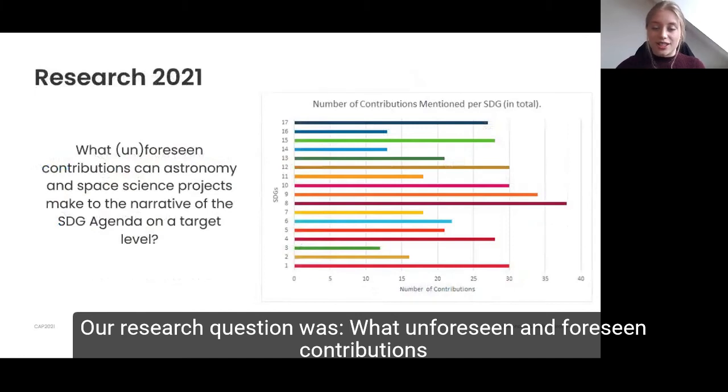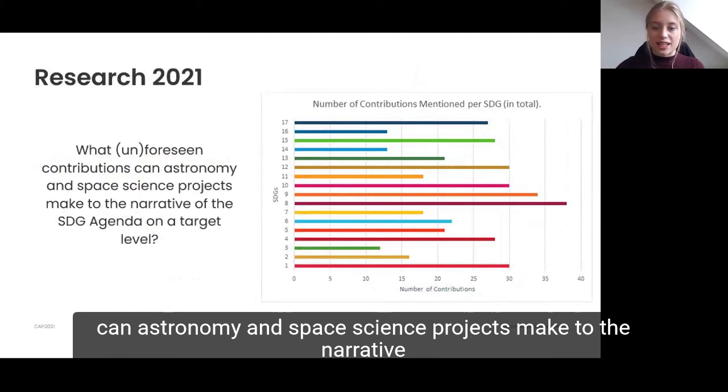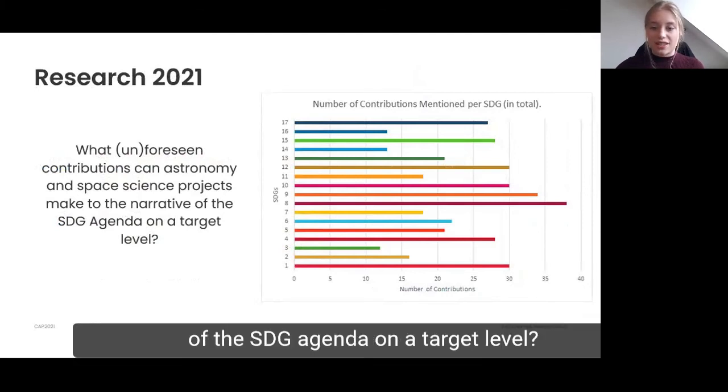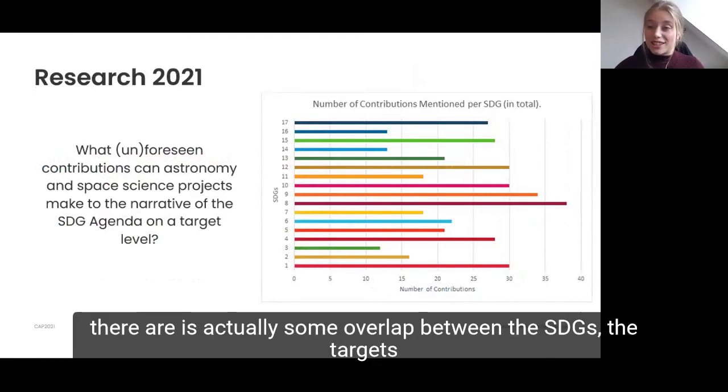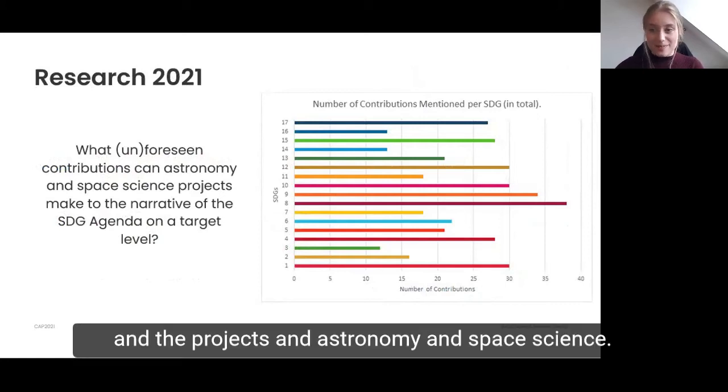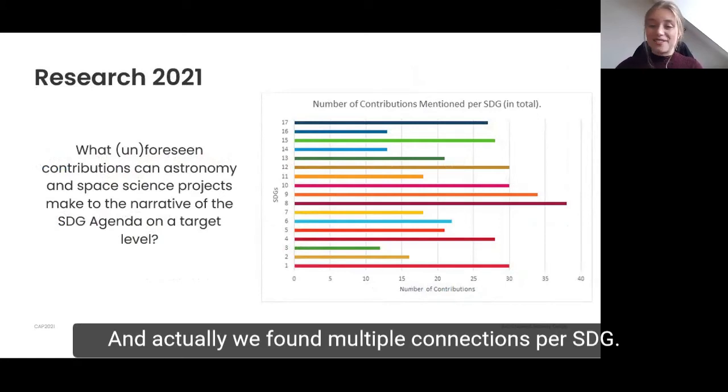Our research question was, what unforeseen and foreseen contributions can astronomy and space science projects make to the narrative of the SDG agenda on a target level? And as you can see on the graph, our findings showed that there are actually some overlap between the SDGs, the targets, and the projects in astronomy and space science. And actually, we found multiple connections per SDG.